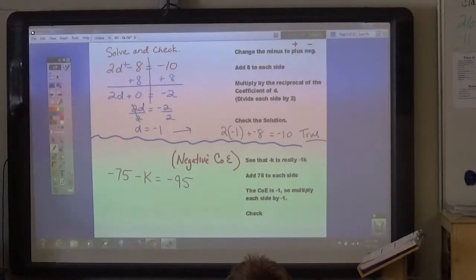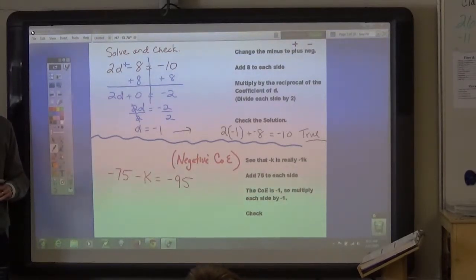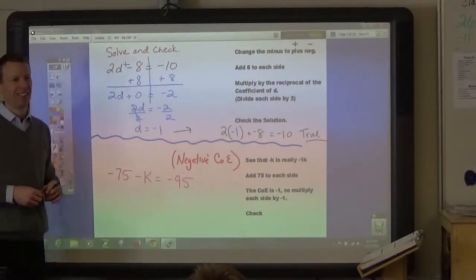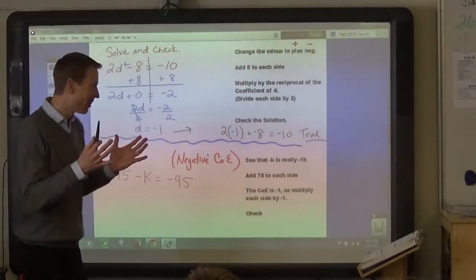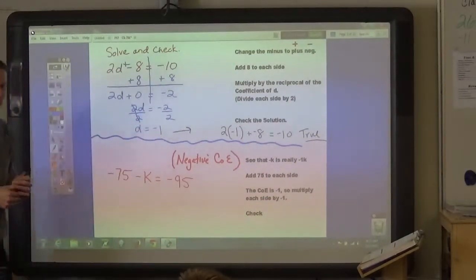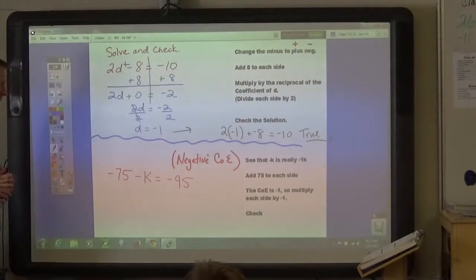Okay? If it's false, you can write false, but you have to redo it. You can't just write false. Right? Why? Because you got the wrong solution then. If it's false, you have to find the right solution.